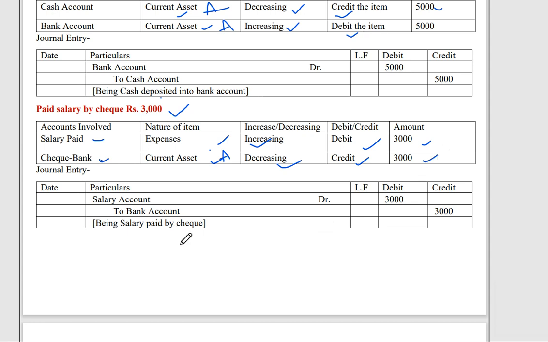So the journal entry for this is: Salary account debtors to bank account. Debit the salary account with 3000 rupees and credit the bank account with 3000 rupees. Narration: being salary paid by check.